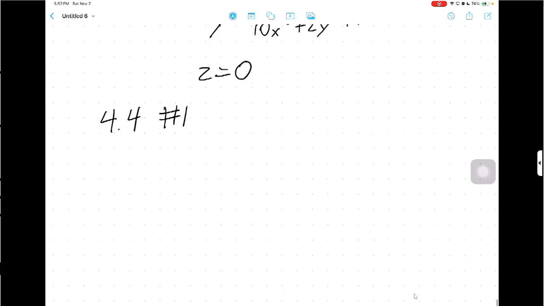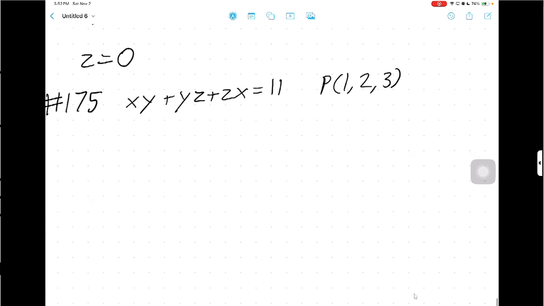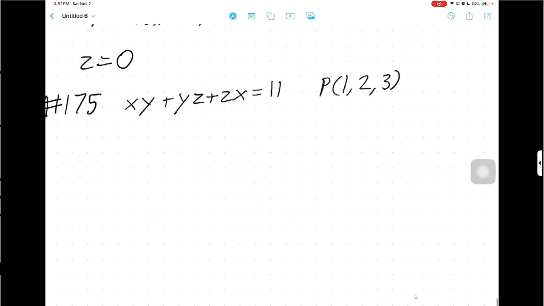Number 175. This is where things start to get a little bit more complicated, but not that much. xy plus yz plus zx is equal to 11. And the point is 1, 2, 3. So in this case, we need to actually solve for z. We don't have z given to us.